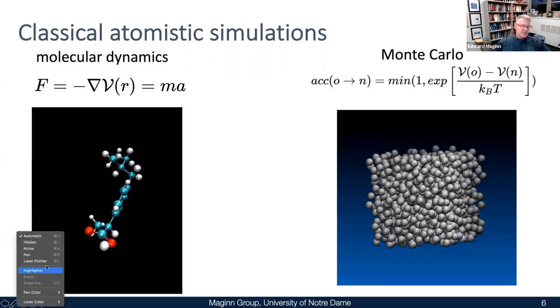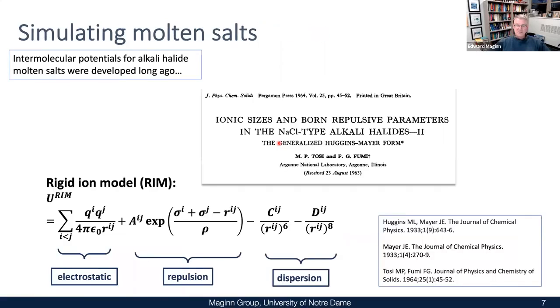Okay, so that's all I'll say. These are the two methods that we use in our simulations. We try to develop accurate energies. And now let's see what we can do with these methods. So I said I was going to tell you about ancient history and molten salts, and this is back a long, long time ago.